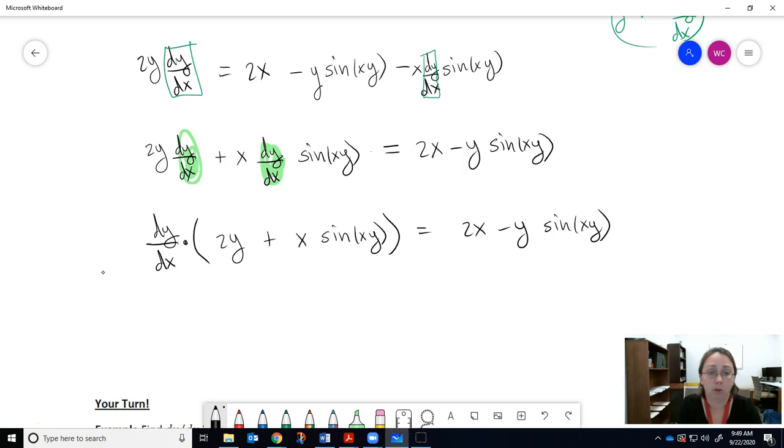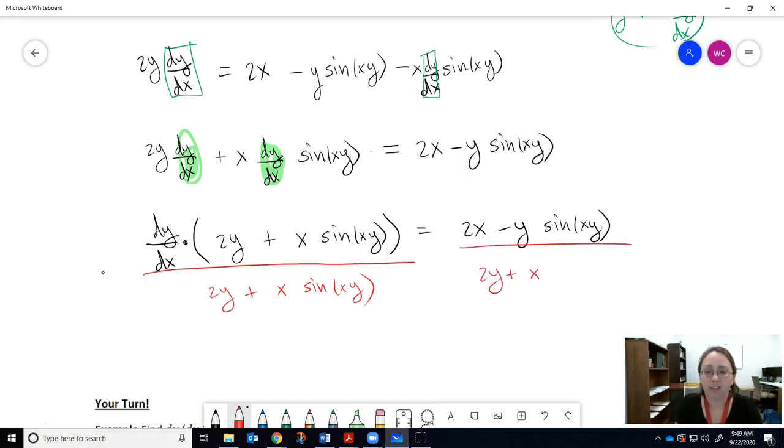So dy/dx is multiplying by the parentheses. So to get rid of the parentheses, we divide both sides. And there you have it. This you cannot simplify. Sometimes you can, but in this case we cannot. So dy/dx, what we were looking for originally, is equal to this function on the right.